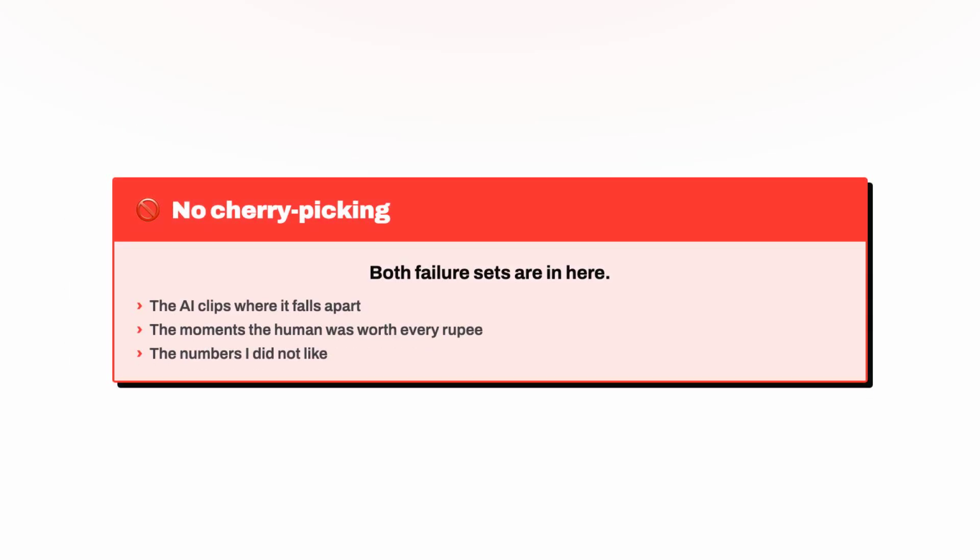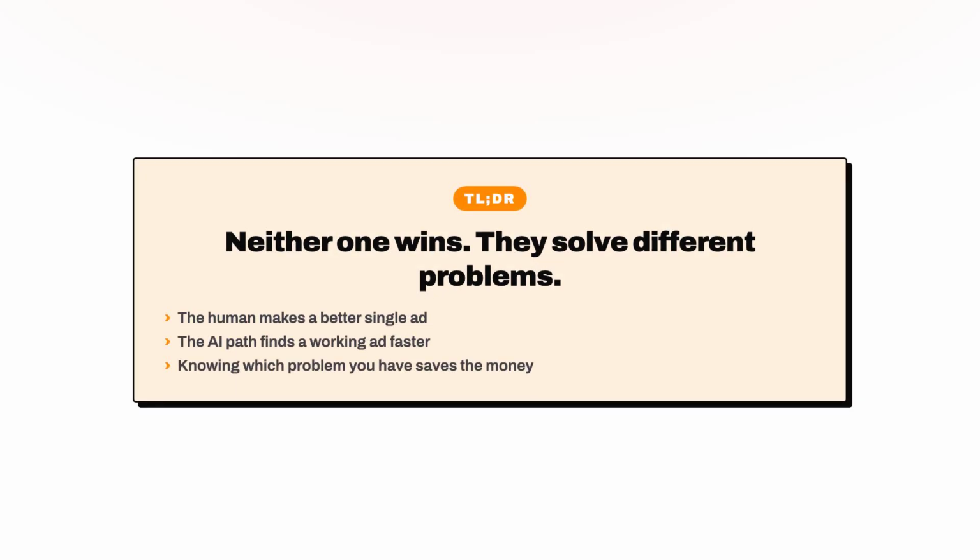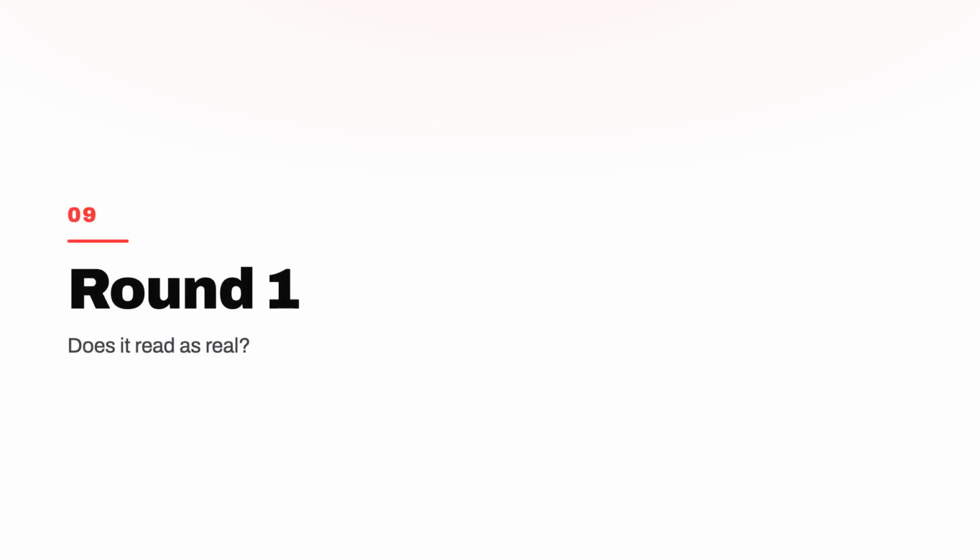And I'm showing the bad ones too. The clips where the AI falls apart, and the parts where the human was clearly worth every penny. Yeah, both happened. So there's 4 rounds: realism, turnaround, consistency across a batch, and cost per winner. Then at the end, I'll walk you through the actual workflow. I'll spoil the ending right now. Neither one wins. They solve different problems, and working out which problem you actually have is the thing that saves you money.